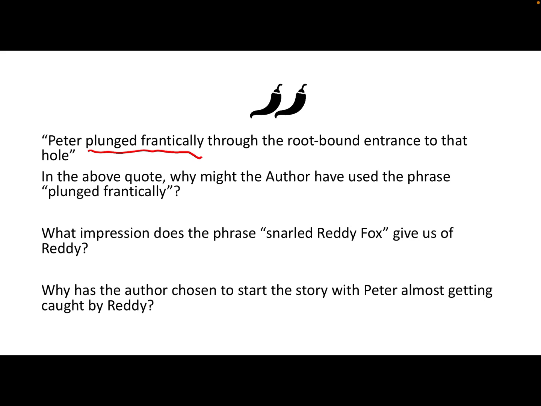Why has the author chosen to start the story with Peter almost getting caught by Reddy? So he's almost been caught and he's now safe and Reddy's just walked off. Why do you think that? Why do you think that happens? Why didn't he just start just before? Why didn't he start in the morning when he woke up?